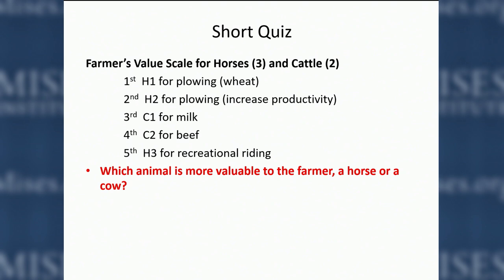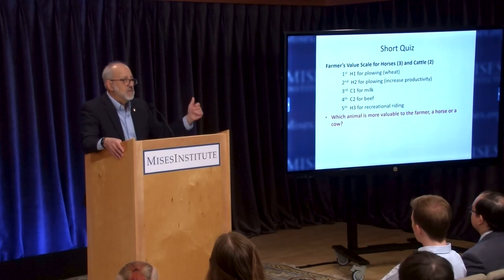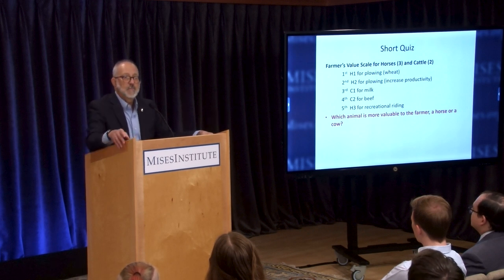The third highest end is milk, which you get from the cow that he owns. The fourth is beef, which he can get from slaughtering one of the cows. And the fifth is the third horse that he possesses will allow him to use a horse for recreational riding, okay? Which animal has more value in that situation? Which is the higher value?